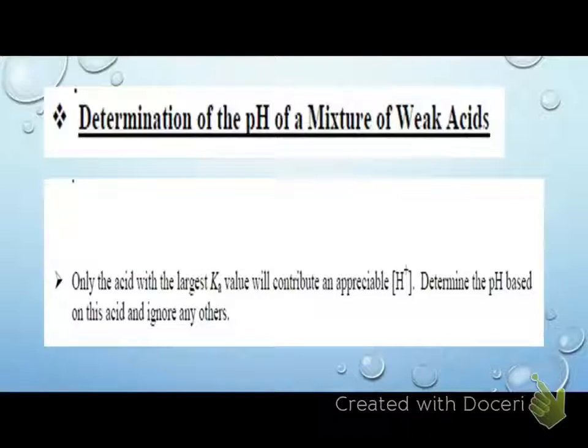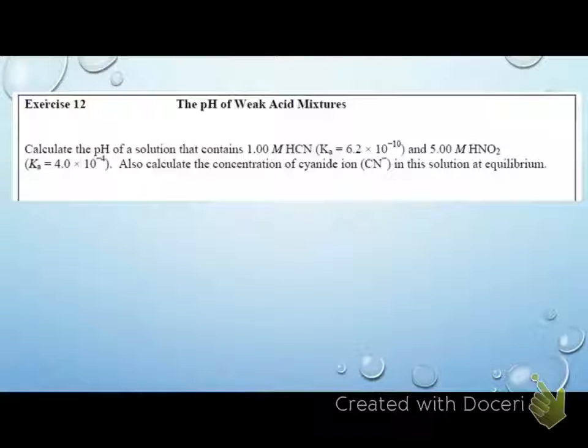So this next one is going to be a mixture. I think it's exercise 12. Okay, so we have a mixture that contains 1 molar of HCN, and it gives you a Ka value, and 5 molar of HNO2, and it gives you a Ka value. So you're going to calculate the concentration of the cyanide in the solution. But in terms of your pH, it's going to look a little different.